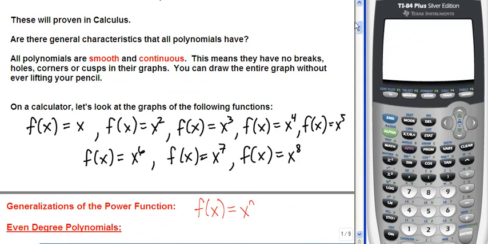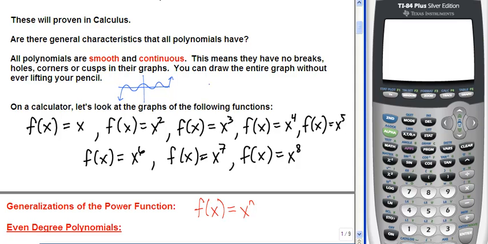What we're going to talk about in this lecture is predominantly some general characteristics that all polynomials have, especially graphical characteristics. So the first thing that we're going to show is that all polynomials are considered smooth and continuous. This means that they have no breaks, no holes, corners, or cusps in their graphs. And continuous means that you can put your pencil down and draw the entire graph without ever once lifting your pencil. So for example, if I put my pencil down and I just keep drawing like this, that's a nice, smooth, continuous polynomial graph right there.